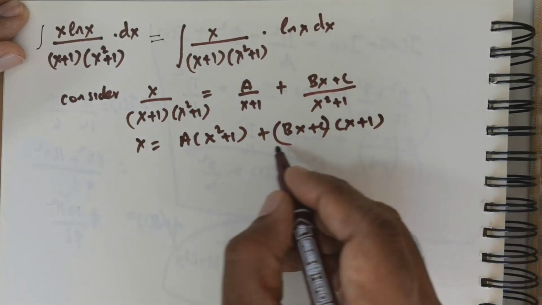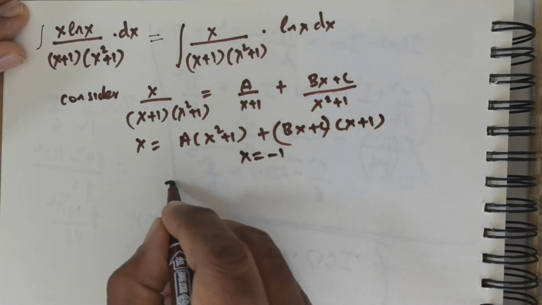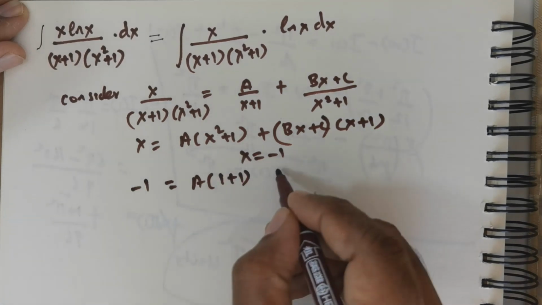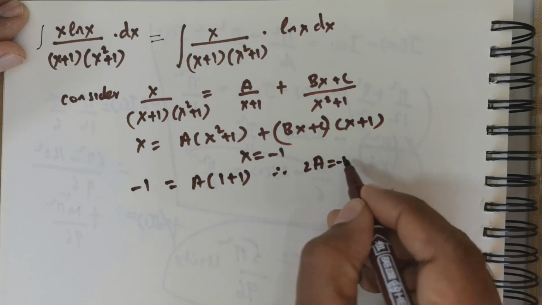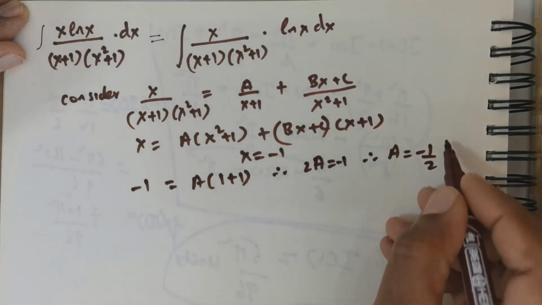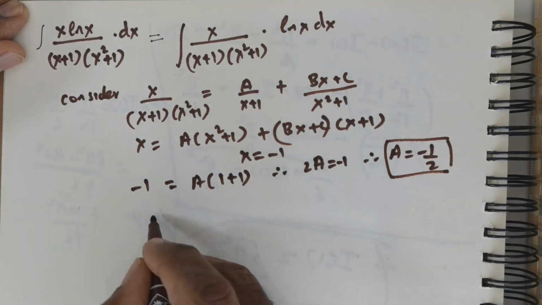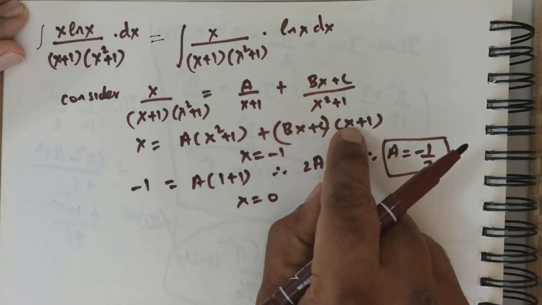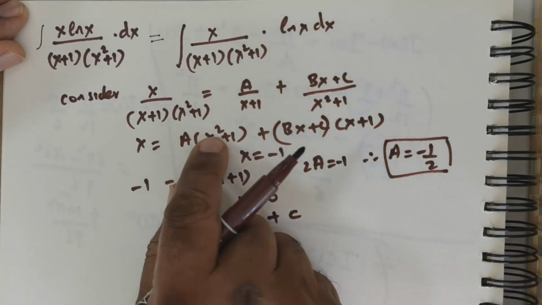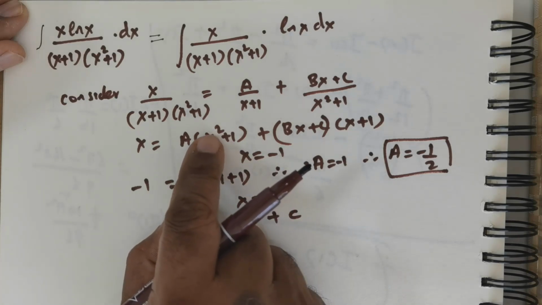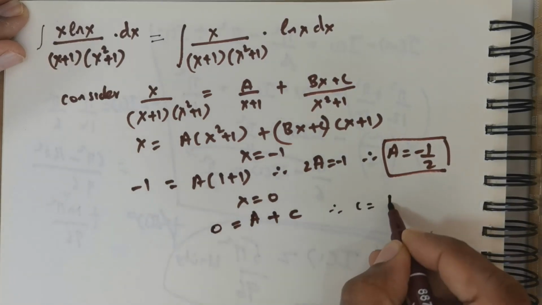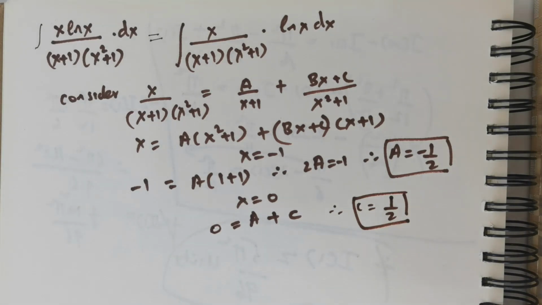Now you make this term 0. So you take x = -1, so that would mean you have -1; A times (-1)² becomes A times 1, so therefore you have 2A = -1, so A is equal to -1/2. Next you take x = 0, this term will go away, you have C here, and then x² becomes 0, so you have A there, but A is -1/2, therefore C is equal to 1/2. So you have got the values for A and C.